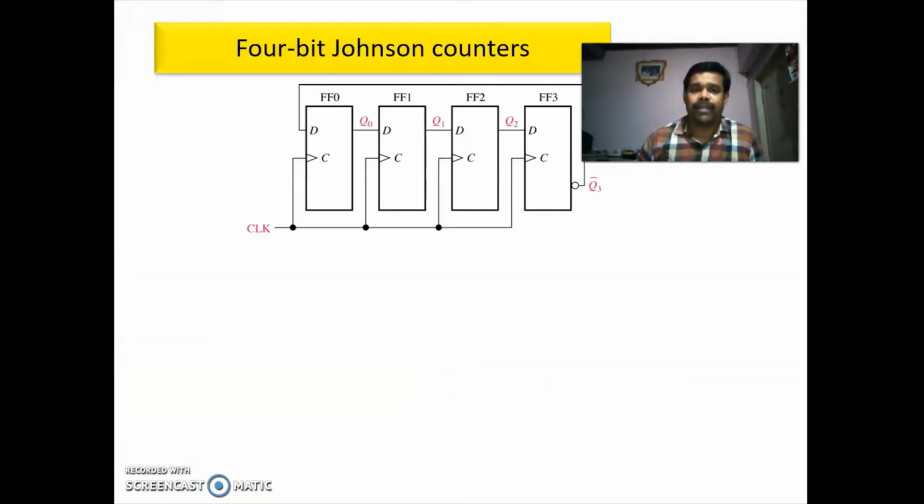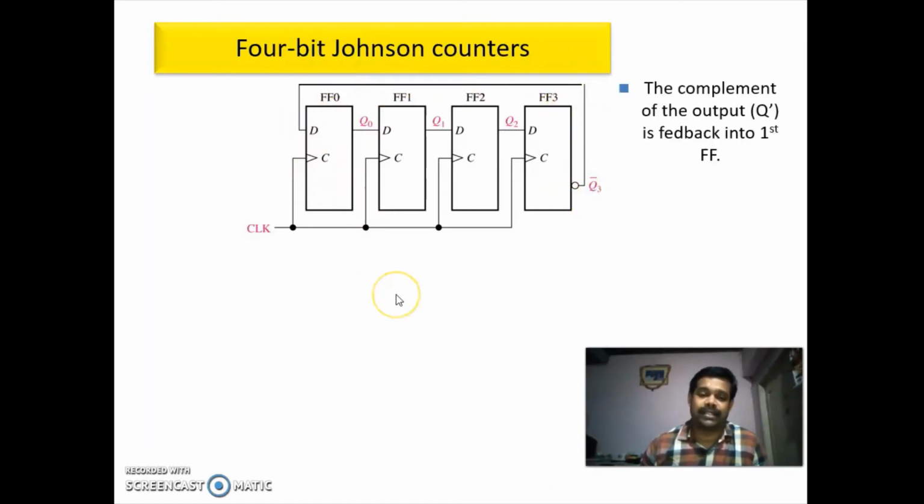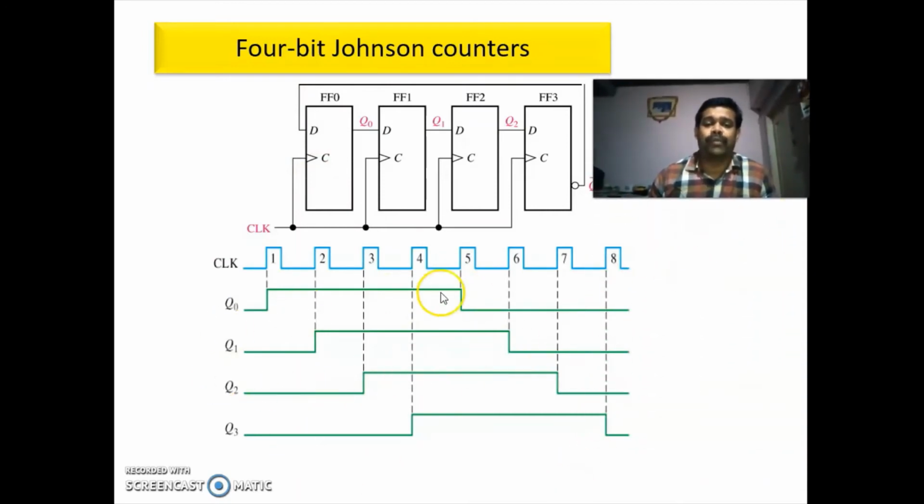So next, this is a 4-bit Johnson counter. Here the complement output of the last stage is connected to the first stage. So you have connected the complement output of the last stage to the first stage. This is the output, or timing diagram, of your 4-bit Johnson counter. Okay. So initially all the flip flops are 0. Okay. And this is the sequence.